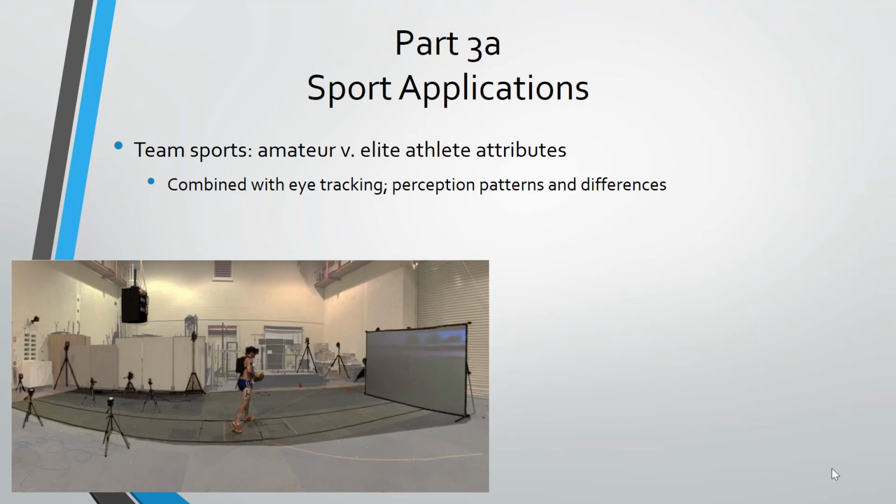So using marker data and marker motion capture in conjunction with eye tracking, we can measure a number of variables, for example reaction times, as well as decision making, for example moving in the correct direction to avoid defenders. Using the eye tracking, we can also measure where an athlete is looking during a certain situation or a certain scenario.